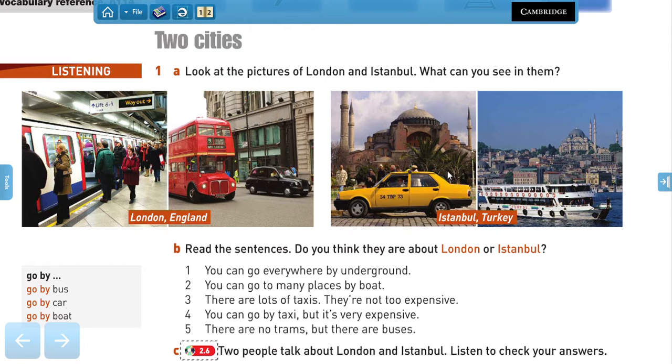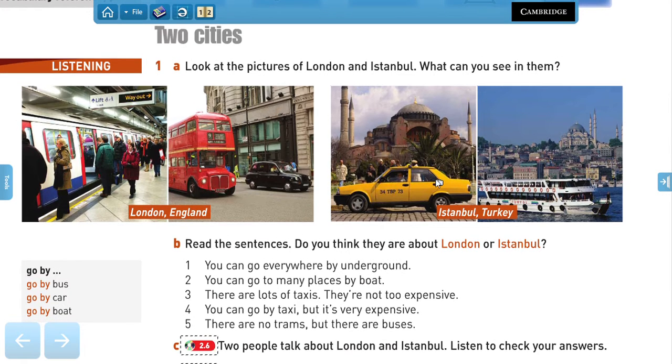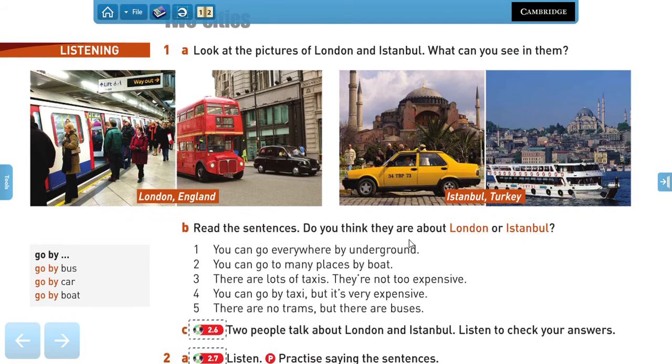Very good. And now here in Istanbul, we have a taxi as well. At the back, we have a mosque. And here we have a boat, or also called ferry, right? And we also have a mosque at the back of the image. Now read the sentences. Do you think they are about London or Istanbul by looking at these images?